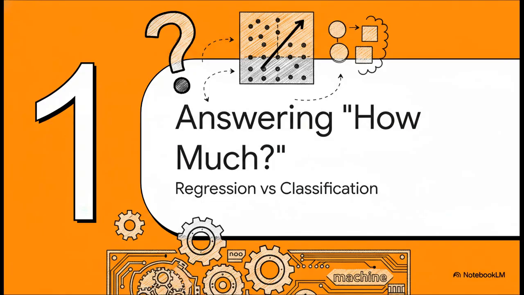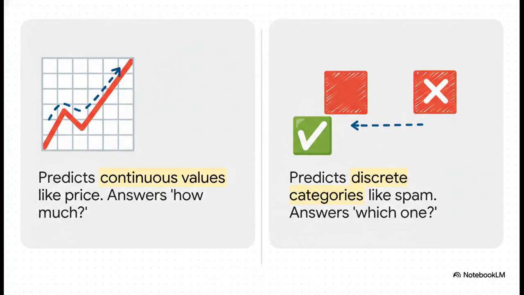Okay, so before we can get an answer from a machine, we have to be super clear about the question we're asking. Because as it turns out, in the world of machine learning, there are really two main types of questions you can ask. And this is a really fundamental split in machine learning. On one side, you've got regression. That's when you're asking, how much? You're trying to predict a number on a continuous scale, like a price.